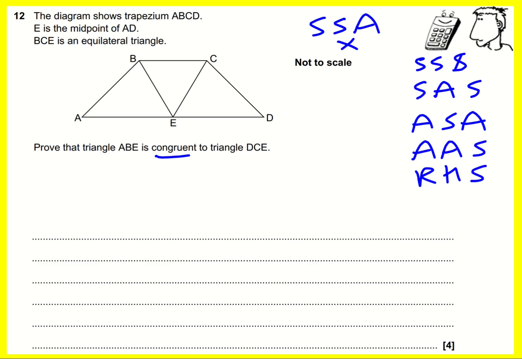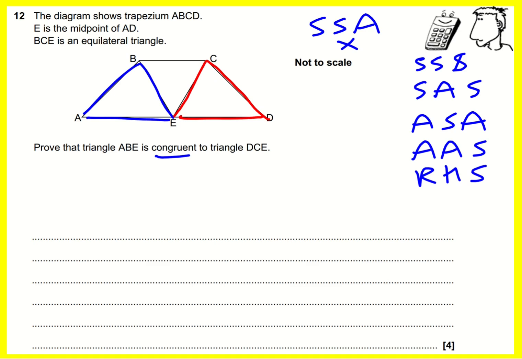All right, so how are we going to prove that ABE, that's this one here, is congruent to DCE? That's this one here. I meant to do that in a different color. Yes. All right.